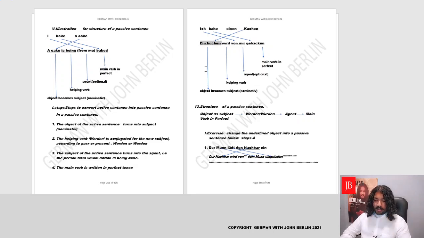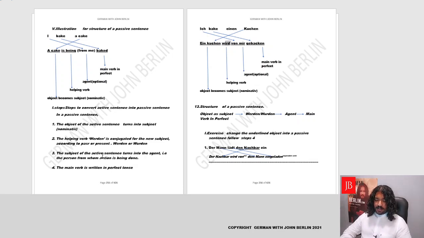Okay. The helping verb werden is conjugated for the new subject according to the tense, present werden or past wurden. So basically the helping verb werden is conjugated for Kuchen. Yes, if it's present, it's werden. If it's past, it's wurden. And if it's more than one Kuchen, let's say die Kuchen, then you could have said werden. So depending on the gender of Kuchen, you'll need to conjugate the helping verb.